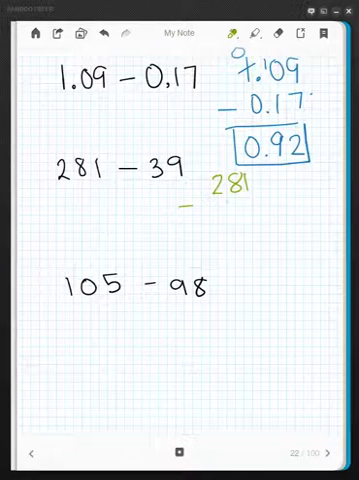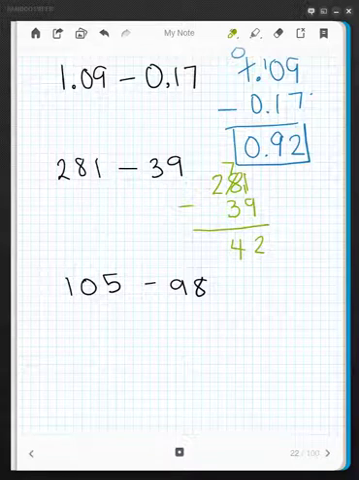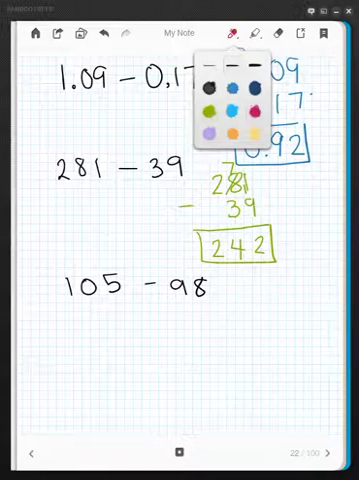Now the next one, 281, subtract 39, line up the place values. 1 minus 9 I can't do. I'll borrow from the 8, making it a 7. Give it to the ones place. 11 minus 9 is 2. 7 minus 3 is 4. And 2 minus 0 is 2. Answer, 242.